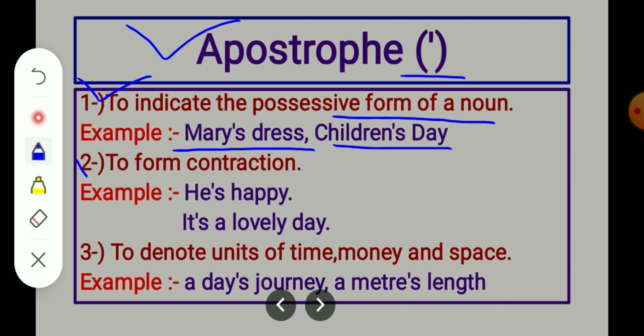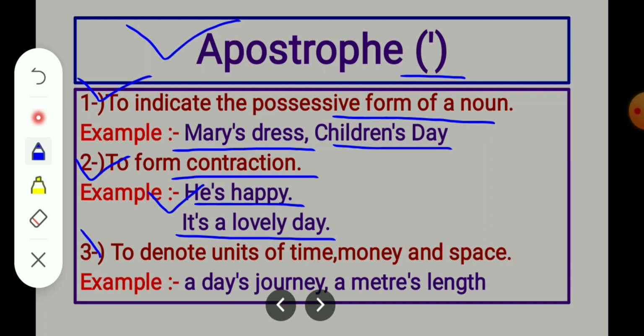Second use is to form contraction. Contractions are also called the short forms. Like if we have to use he is, we will use he's. If we have to use would not, we will write wouldn't. To make these kind of contractions, we use apostrophe. Example, you can see he's happy. So it is written he's happy here. It's a lovely day. That means it is a lovely day.